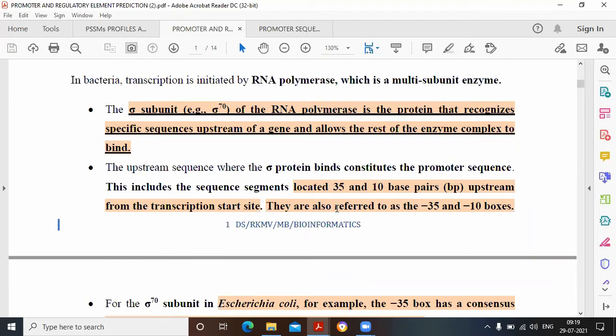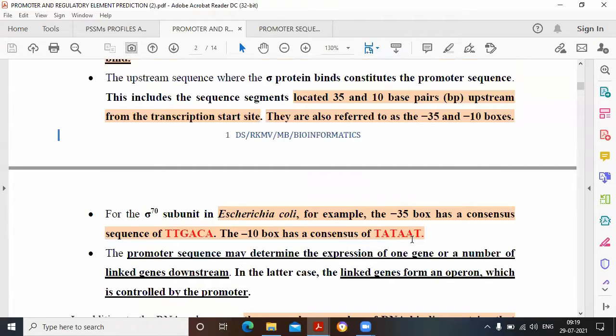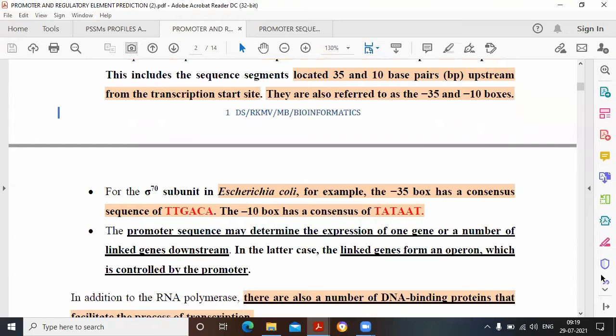So if we look from exactly the starting position, we find the -35 region, where one particular sequence is present, and the -10 region, where another particular sequence is present. Both sequences are very important because the sigma factor must find these sequences, and unless it finds them, the gene is not going to be transcribed. In the -35 region, most prokaryotic systems have the sequence TTGACA, which is sometimes called the -35 box. At the same time the -10 region has TATAAT, and this sequence is called the -10 box.